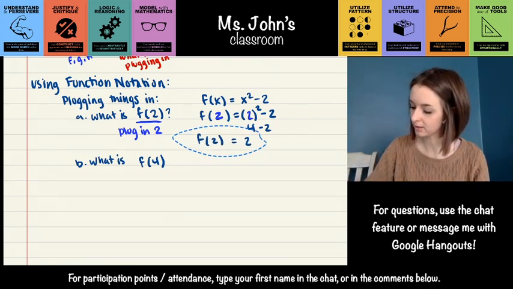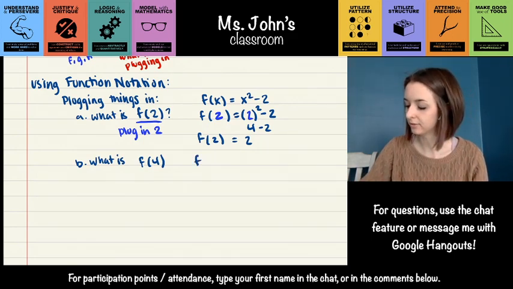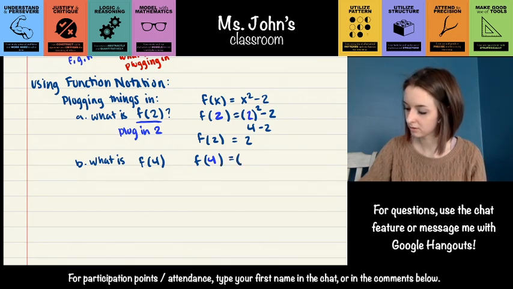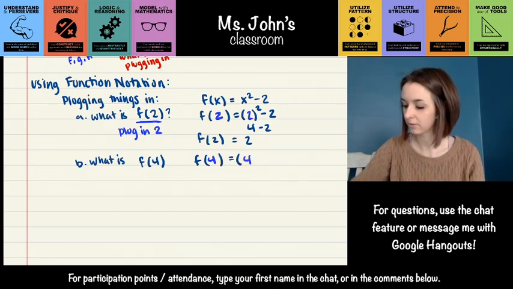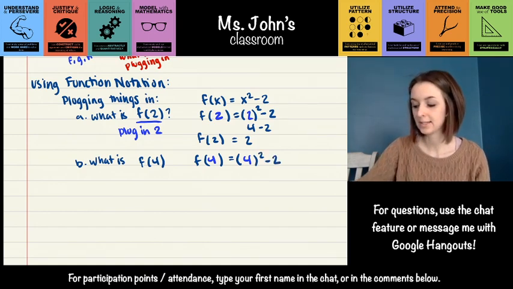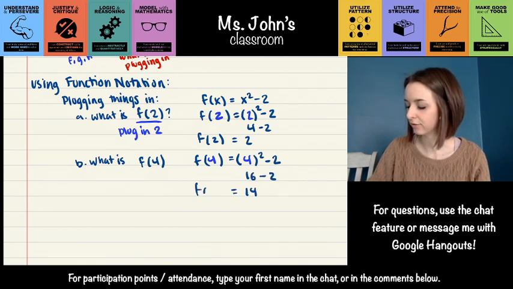Also going to move this up a little bit so we don't get confused. Okay. Now we have f of 4 equals 4 squared minus 2. In this case, 4 squared is 16, minus 2 is 14. So f of 4 is 14.